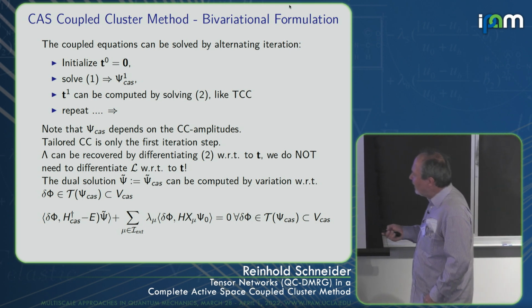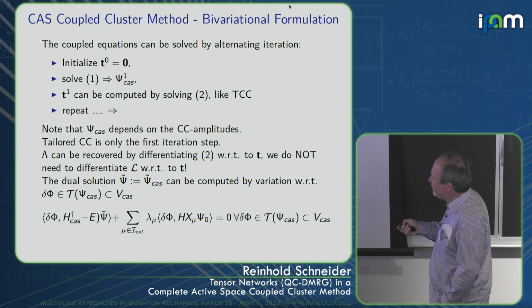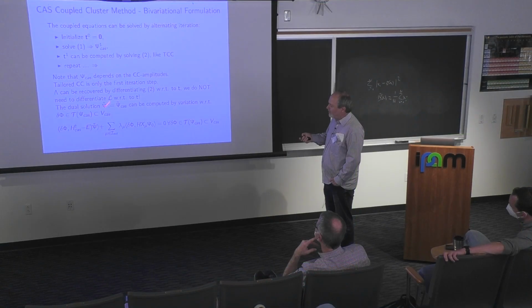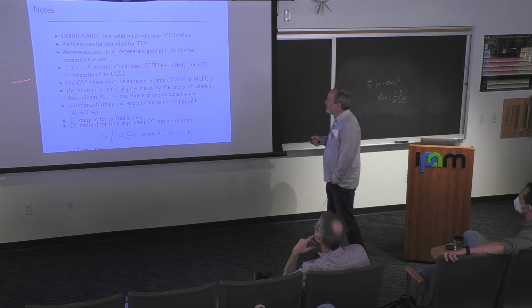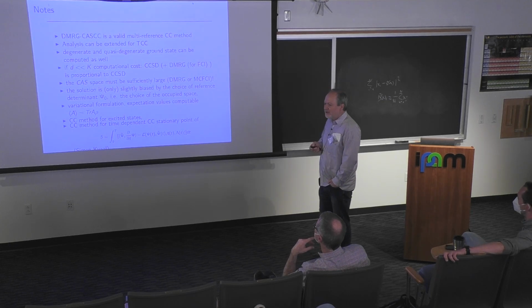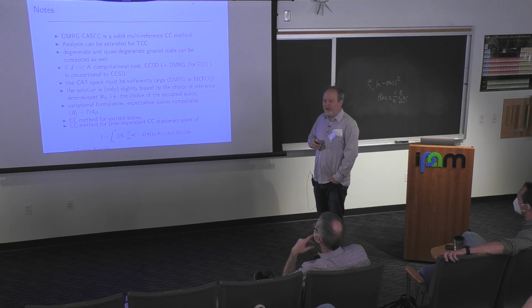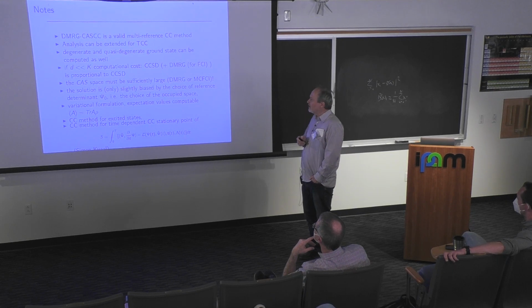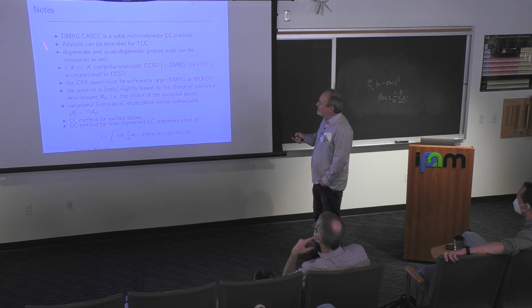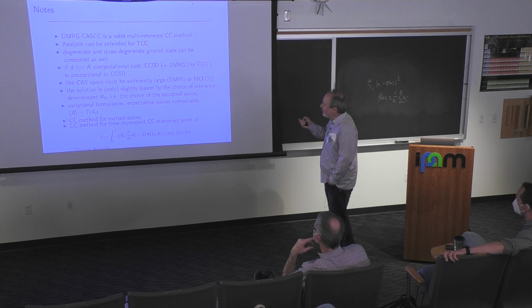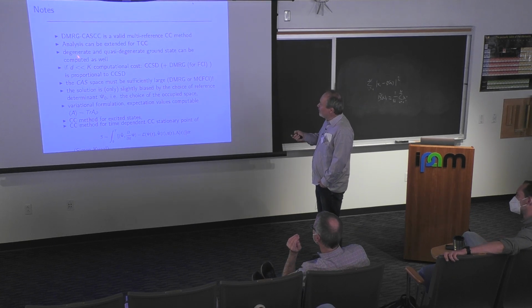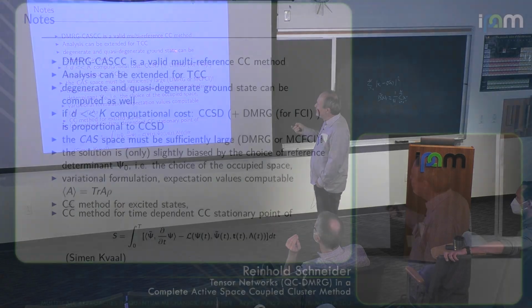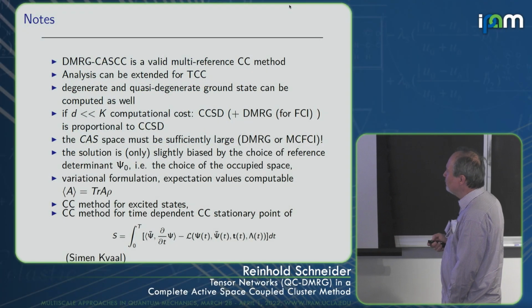We never have to differentiate the first expression with respect to t. That's already an important fact. So I think in this respect, this is really not cheating. It's really a valid multi-reference coupled cluster method. The analysis for the TCC can be just extended to this case. And now degenerate and quasi-degenerate ground states can be computed too.